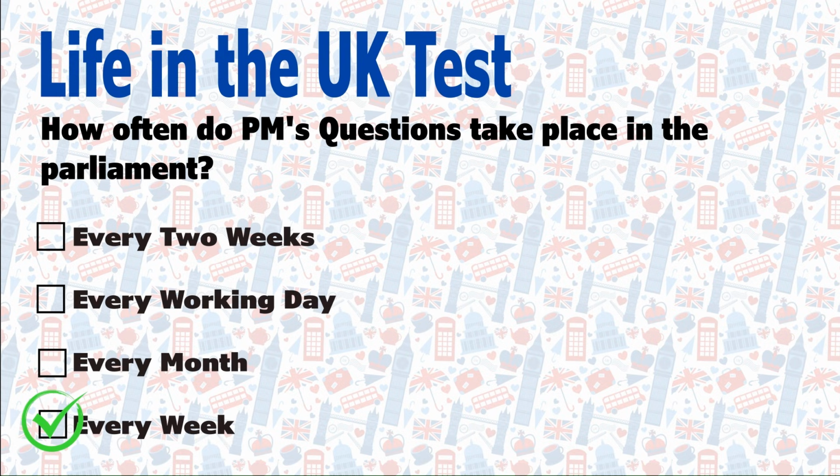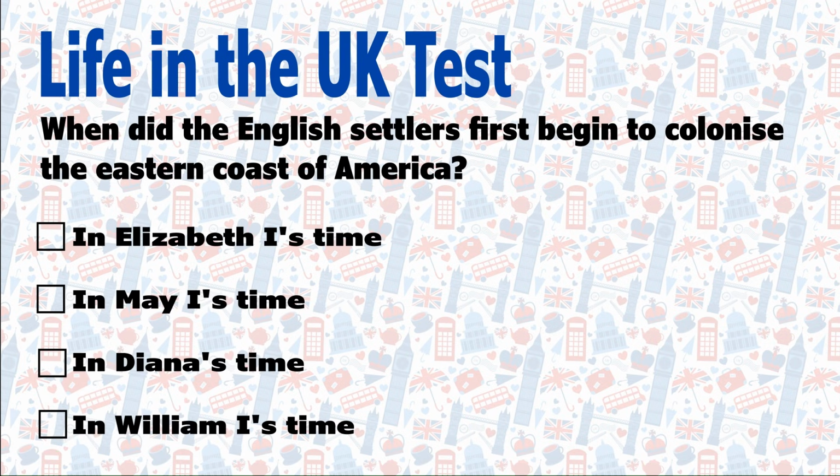while Parliament is sitting. When did the English settlers first begin to colonize the eastern coast of America? In Elizabeth I's time. In May I's time. In Diana's time. In William I's time.